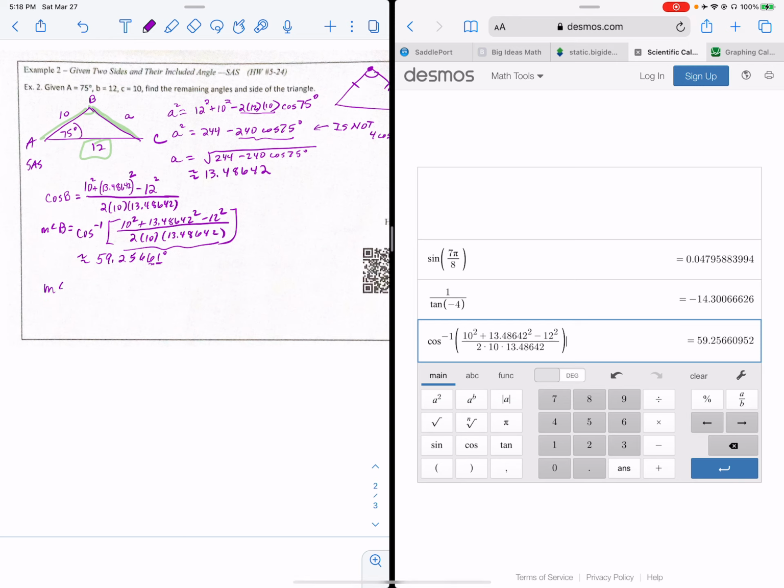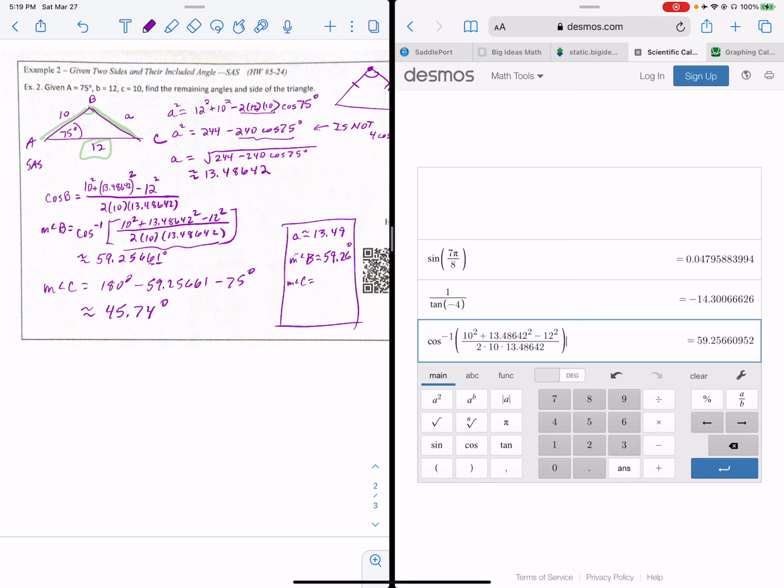So now to find the measure of angle C, it's going to be 180 degrees minus this 59.25661 and minus the 75. And you're only going to need that to 2 decimal places, and that's going to be your last calculation. So we can just write it down there and then box in all that you found. To 2 decimal places, the measure of A was 13.49. The measure of angle B, 59.26 degrees. And the measure of angle C, 45.74 degrees.